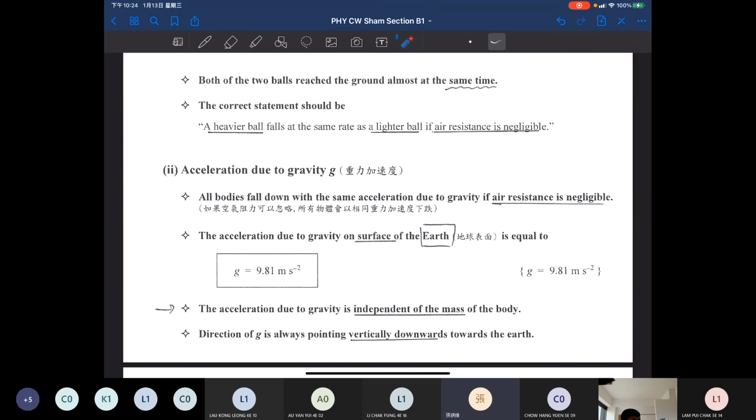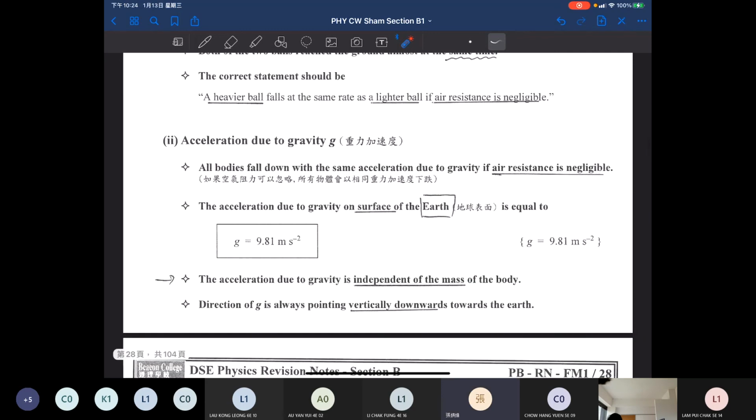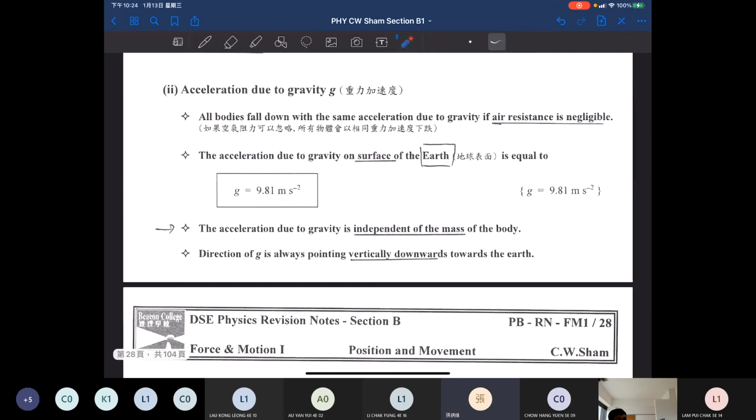Then we can learn these things. Try to think about existence and everything and the phenomena. That may seem useless, but I think it is actually the most important thing in the whole subject. The correct statement should be that they fall at the same rate if the air resistance is negligible. So they are both accelerating due to gravity.